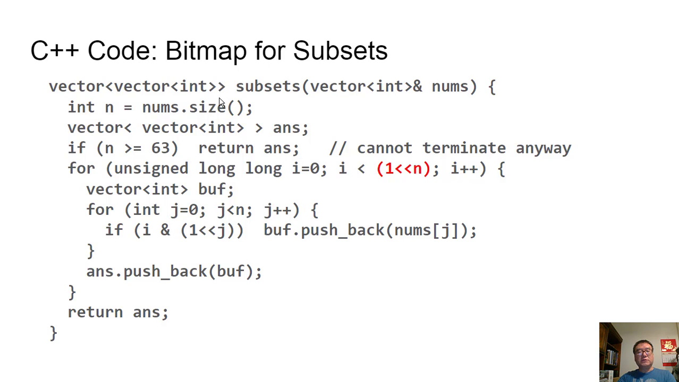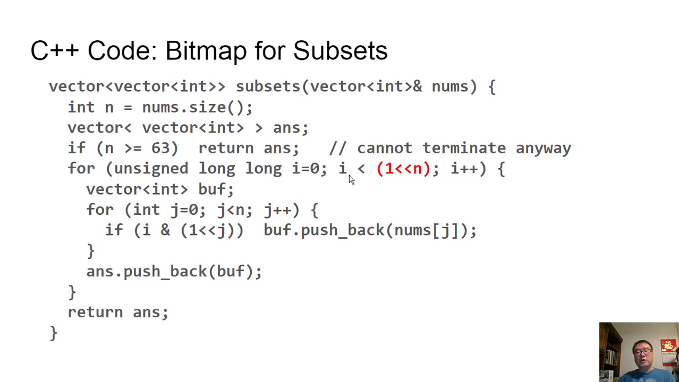So here's C++ code for generating subsets. Given a set which is specified using a vector, we get its size, and then we return this set of sets that we are constructing. Because we said we can interpret each subset as specifying for every element whether it's included or not, we can use a bitmap to represent subsets.